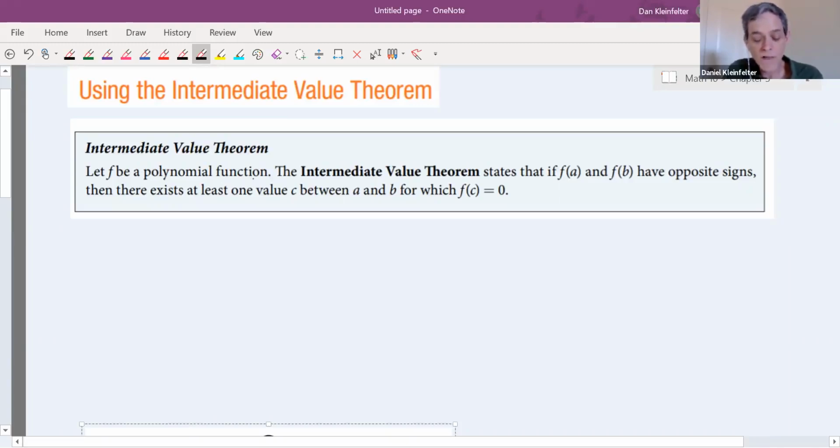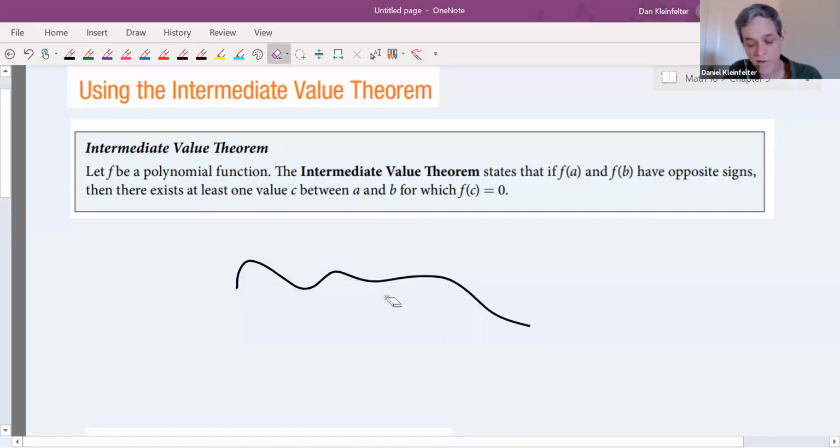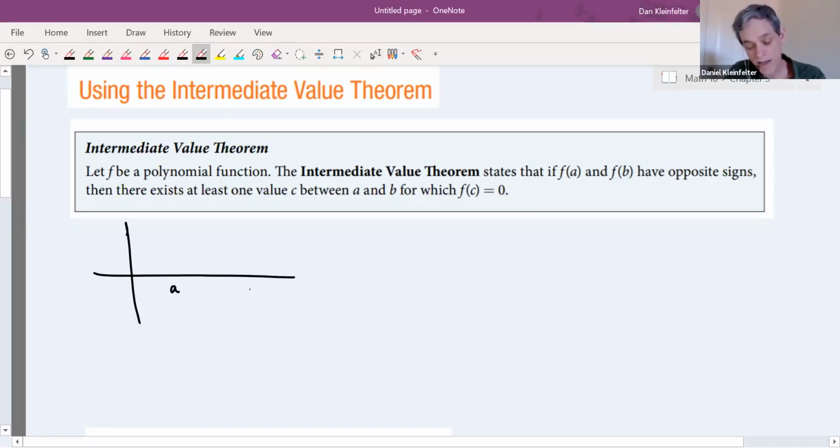So first of all, f is a polynomial function. What that means, we know that the graph is smooth. It doesn't have any corners or any kind of jumps or infinite discontinuities or anything of that nature, right? So it's just a nice smooth curve that you could draw without lifting your pencil. Okay, so it says that if f of a and f of b have opposite signs, let me draw a situation like that. So here's a and here's b. So f of a could be positive and f of b could be negative. There's a situation where they have opposite signs.